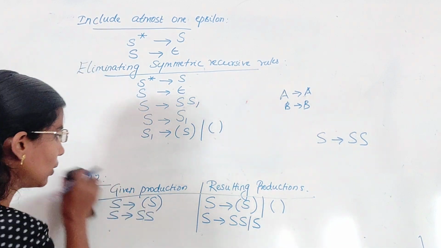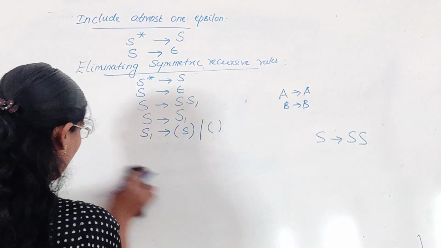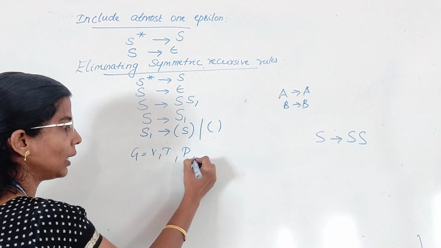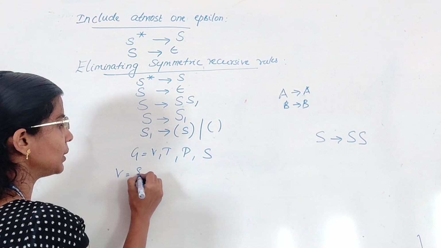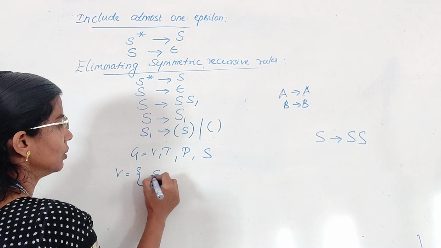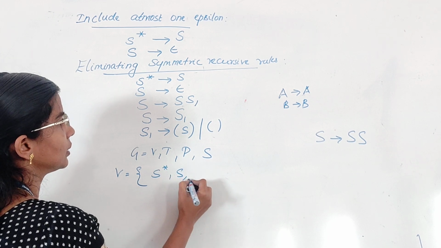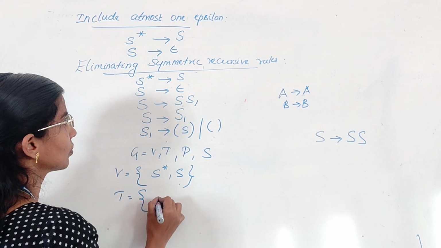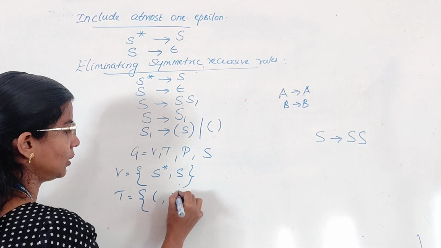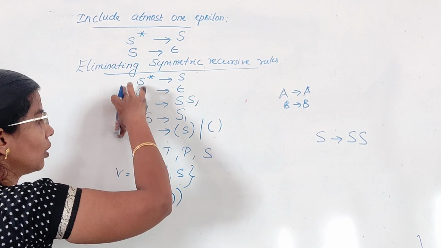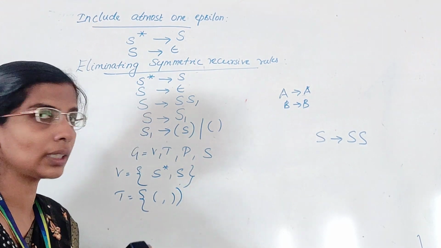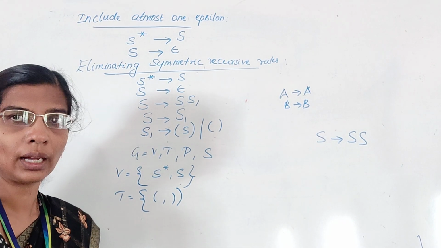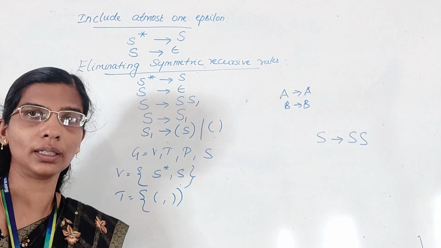So how to write your grammar? G is equal to V, T, P, S. What are the variables here? S star, S, S1 are the variables here. Terminals, open parenthesis and close parenthesis. And rules, all these rules. And which is your start symbol? S star is your start symbol. You can conclude your answer. Hope it is clear. Thank you.